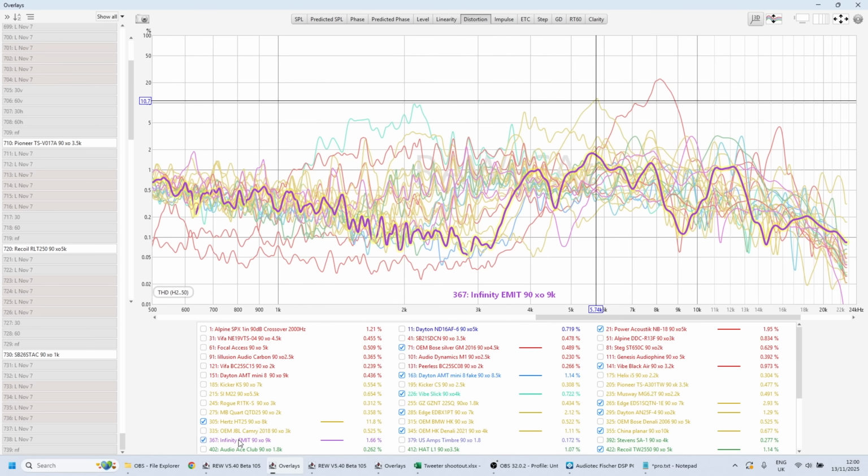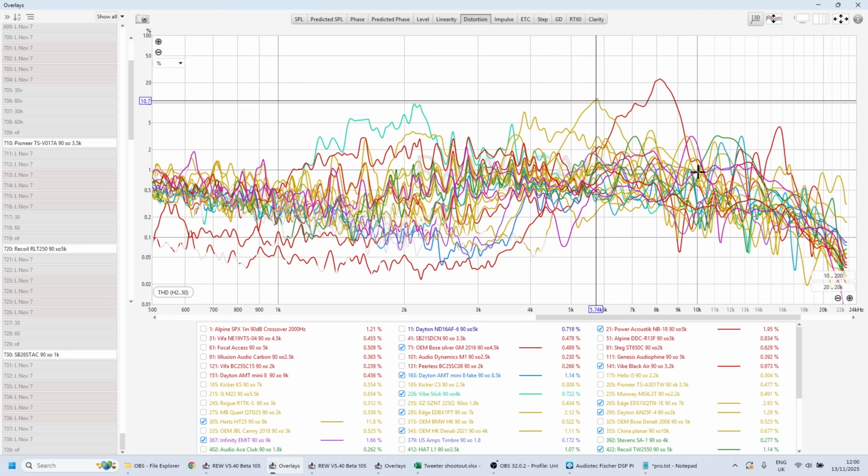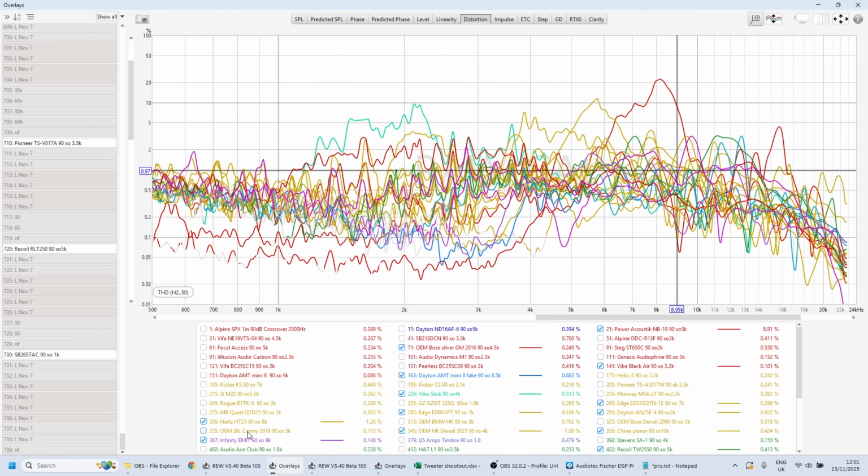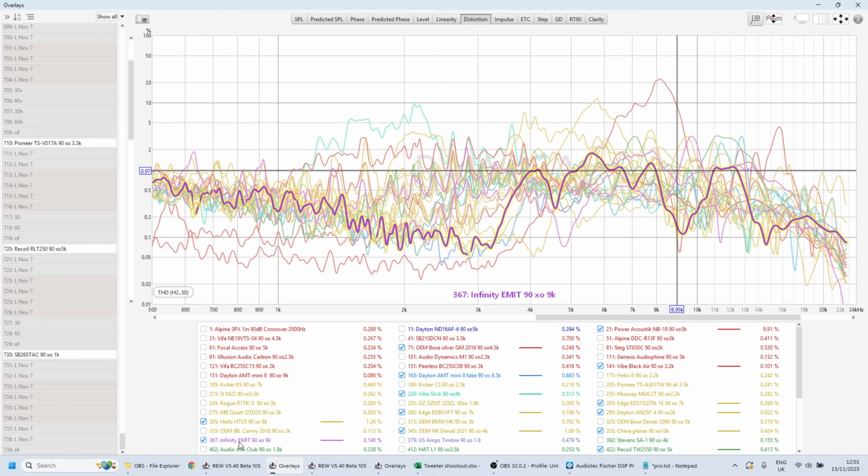Infinity Emit driver is not bad really. However, it's crossed at 9K. So you can see where that 9K is. It is here, and the distortion goes above 1% at 5.5K. So the crossover doesn't really remove that distortion for some reason. There's no response there, but it still has high distortion, so it's not that great.